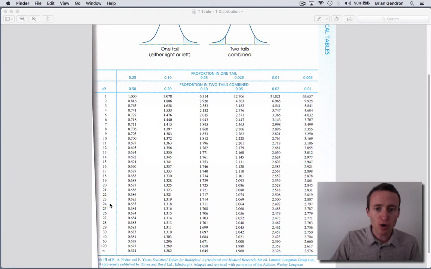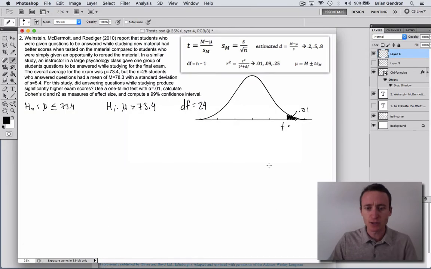24, and I scroll over to the correct alpha level. And here it is. 0.01 is the proportion in one tail. So 0.01, I look at this column here, and it looks like where 24 degrees of freedom matches that, I see a value of 2.492.